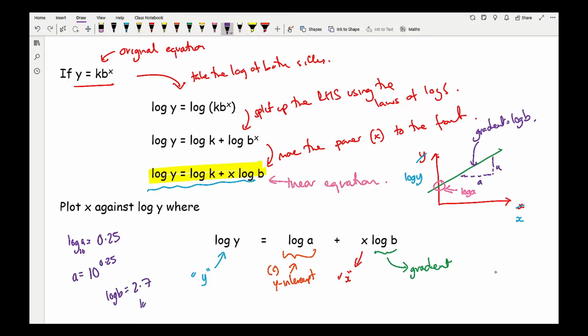Then all I need to do is log base 10 of b equals 2.7, and using the rules of logs, that would be 10 to the power of 2.7 would equal b, and I would have my respective b values. So from that I can then work out what each of these values are going to be.